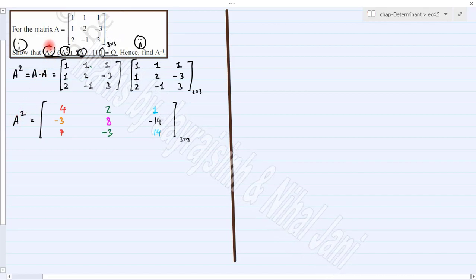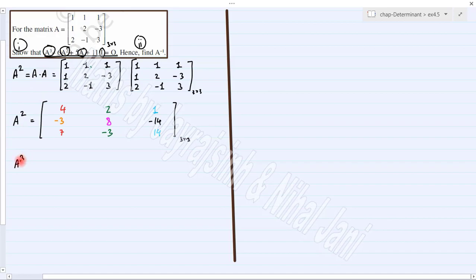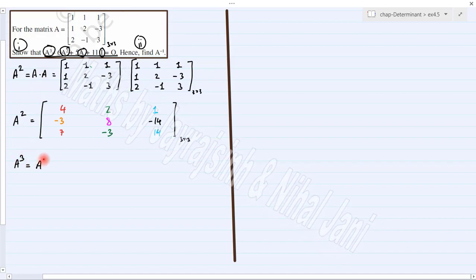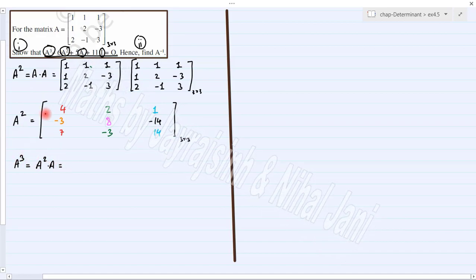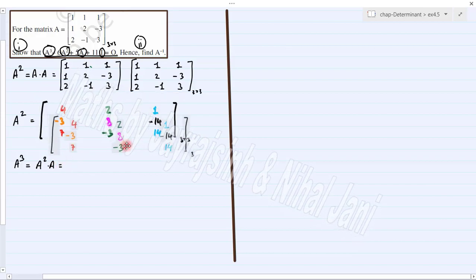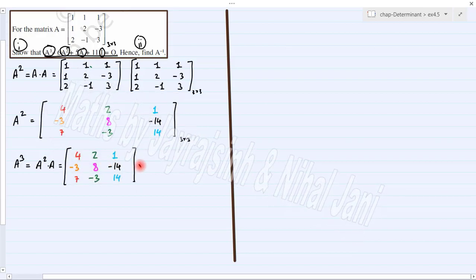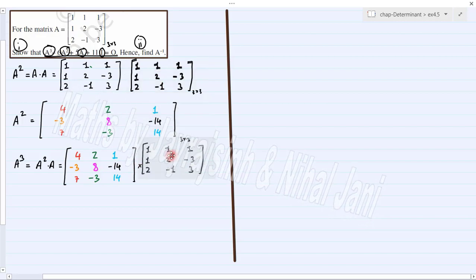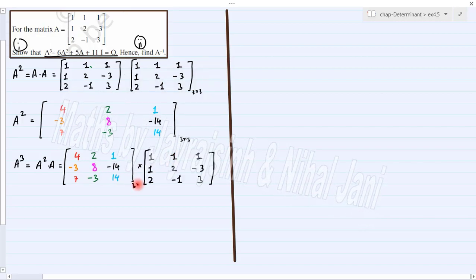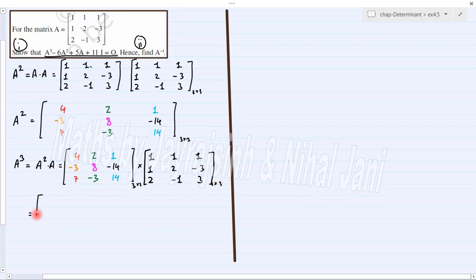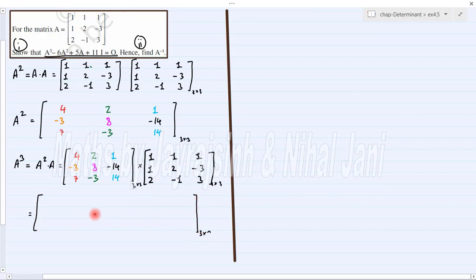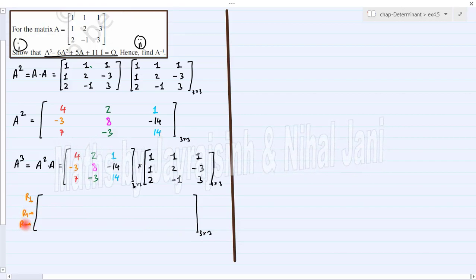Now for the first element, we need to get A cube, which is A square into A. So let's try to get your matrix A square and multiply with your matrix A. Both matrices have order of 3 cross 3. That means your resultant matrix will also have order of 3 cross 3. So we will get 3 rows and 3 columns.